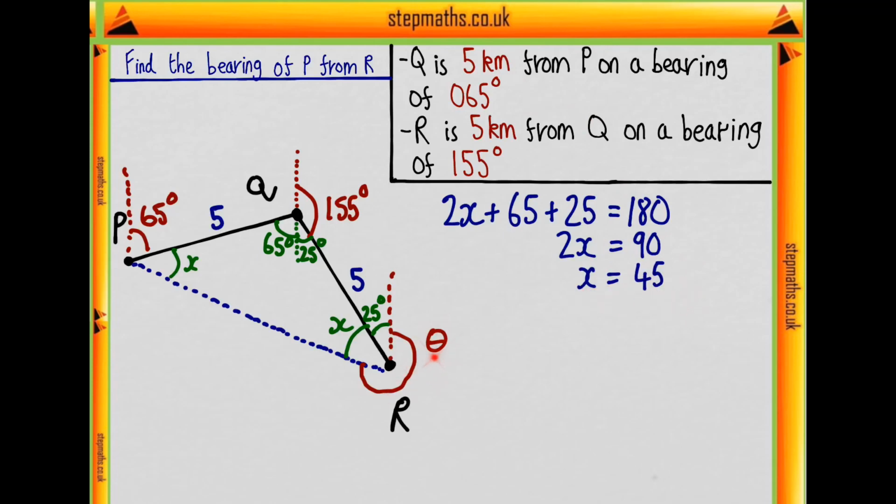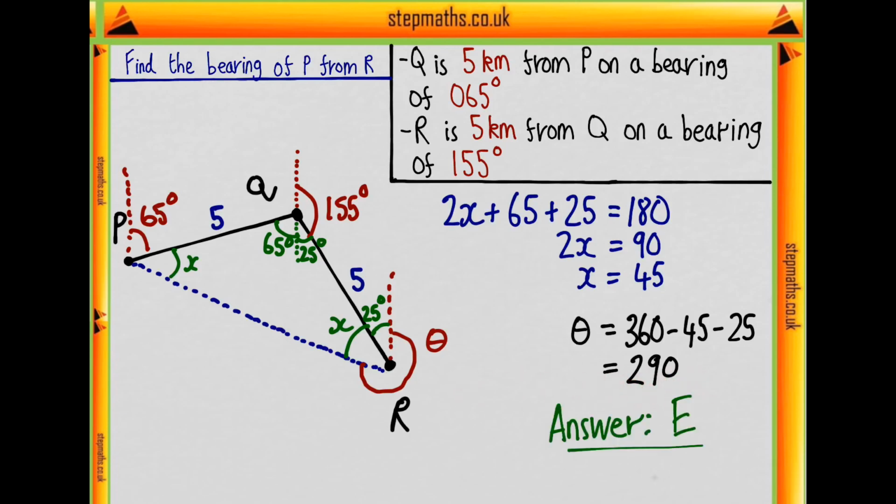And then we're essentially there, because we know theta is equal to 360 minus this, minus this. So theta is equal to 360 minus 45 minus 25, which is 290. And that's good, because that's answer E in our multiple choice. So our answer is E.